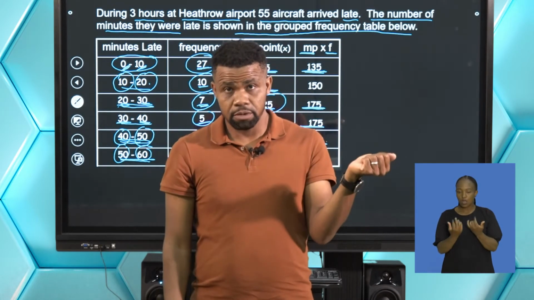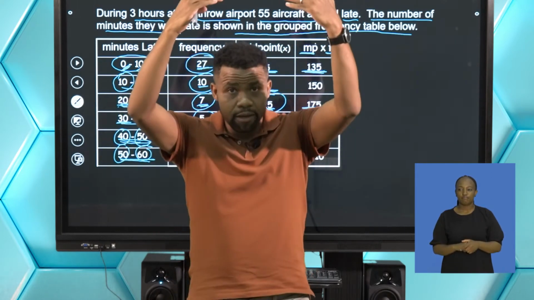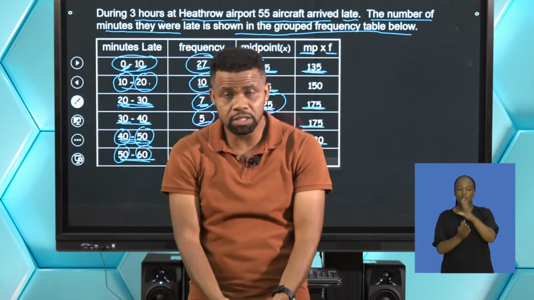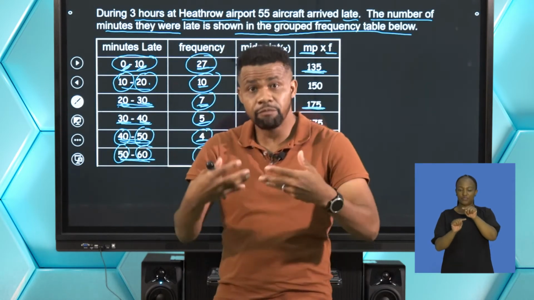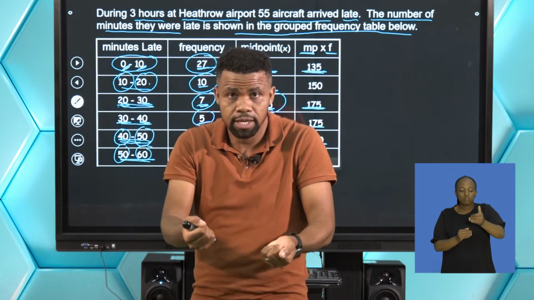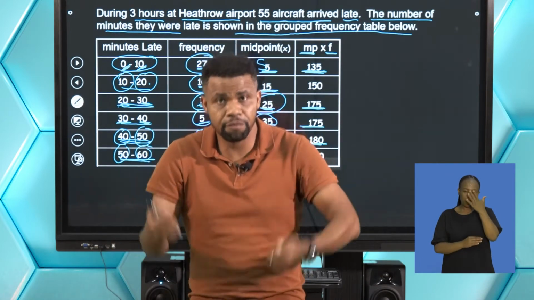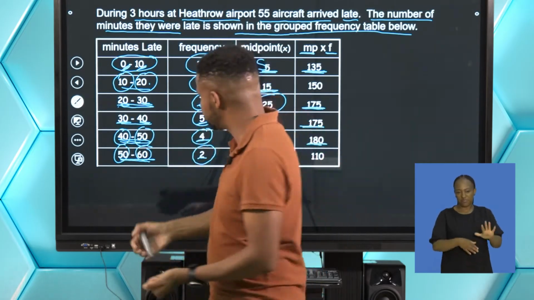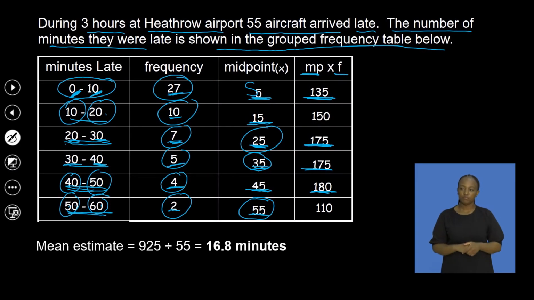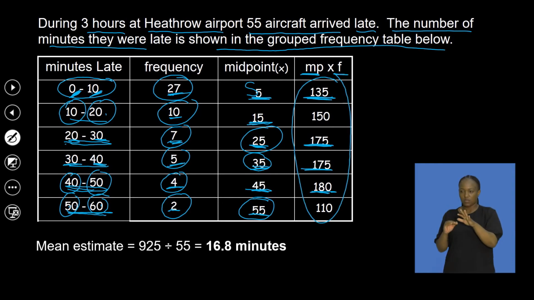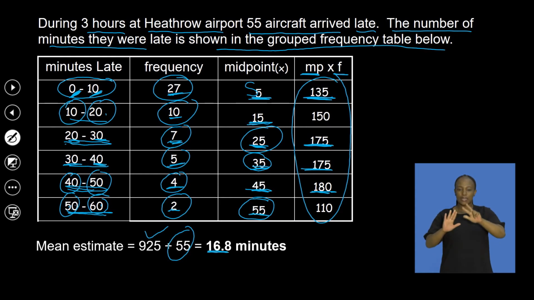Now we have midpoint multiplied by frequency. What we are going to do now is add the sum of midpoint multiplied by frequency, divided by the total frequency. And we know that the total frequency is 55 because 55 aircraft arrived late. So let's see what we get. If we add all this, you can check that using a calculator. This is what I get: 925. Are we together? Divided by 55, which is the total frequency, which is 16.8 minutes.